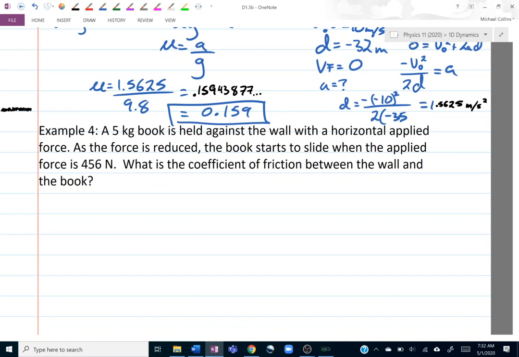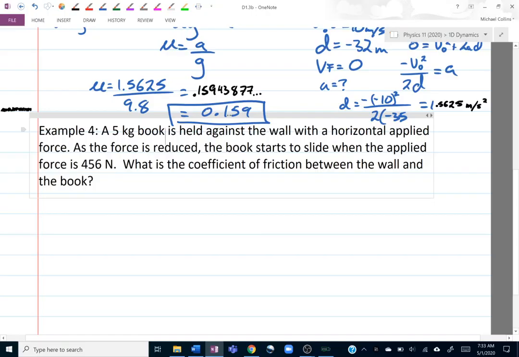Example number 4, and I believe our final example for this video. A 5-kilogram book is held against the wall with a horizontal applied force. As the force is reduced, the book starts to slide when the applied force is 456 newtons. What is the coefficient of friction between the wall and the book?